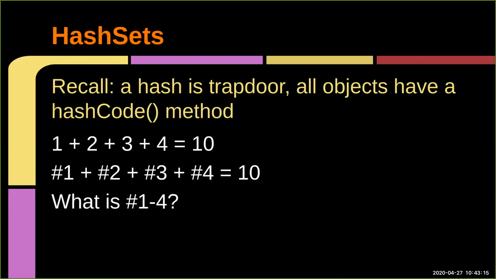Okay, so think of a hash set as an array, and the hash of something is the index of the array. So the spot in the array where something exists.